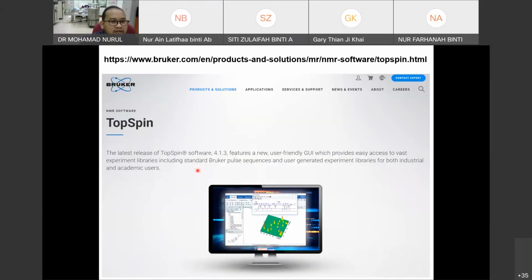So what you have to do is register on the Bruker website. This is the website: www.bruker.com/en/products-and-solutions/nmr/software/topspin.html. Make sure you register.